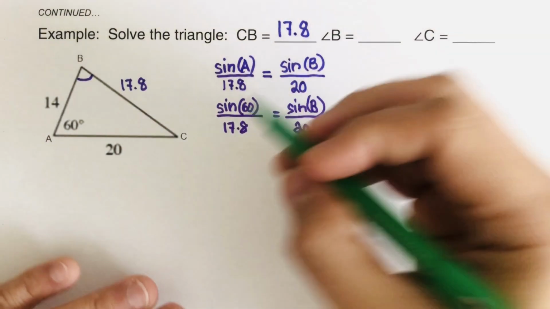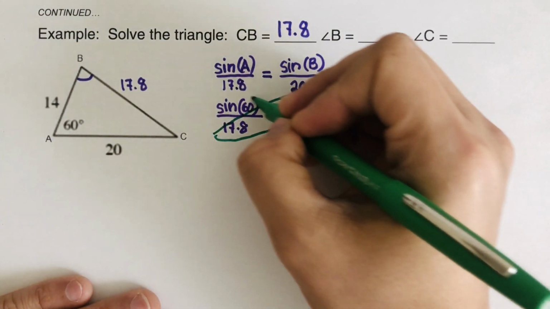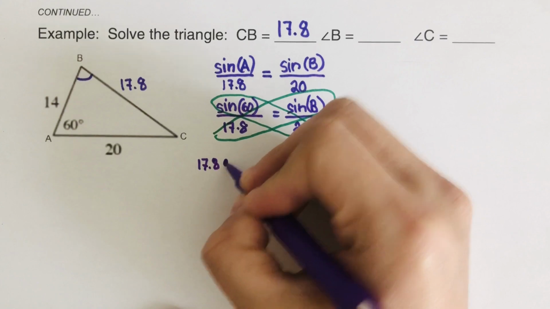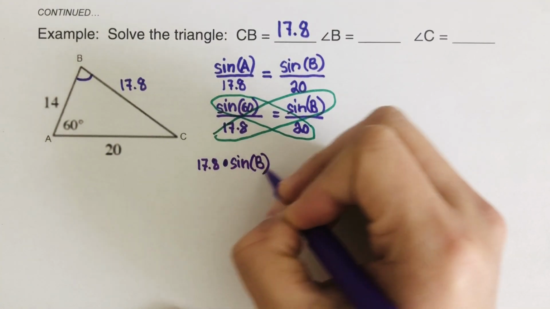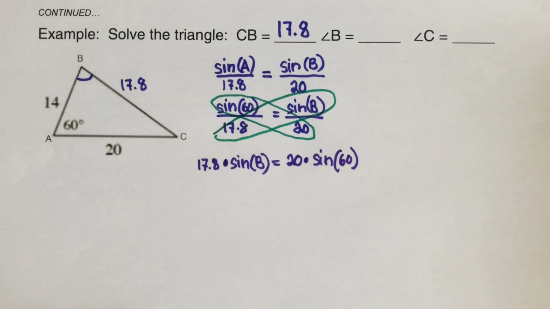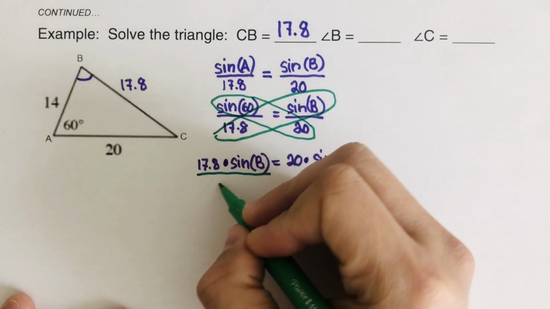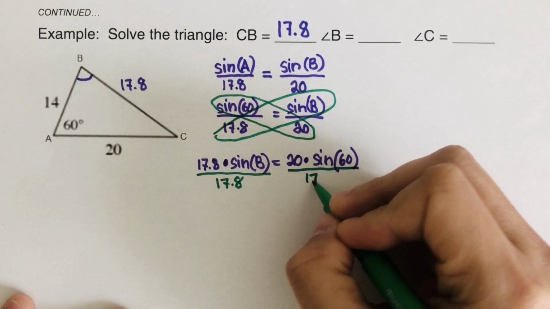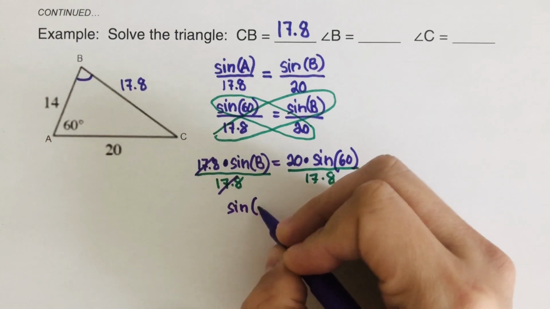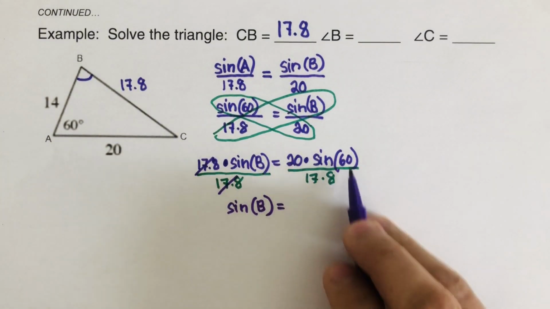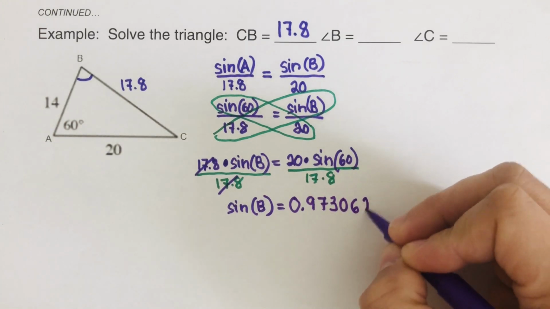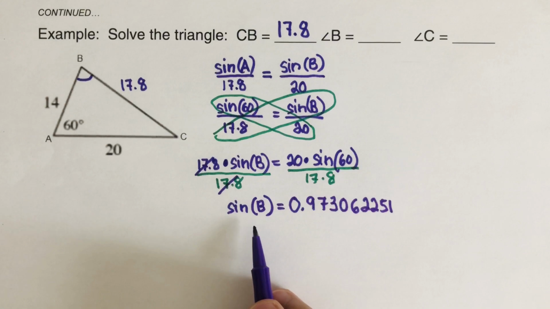Then from here, we can cross multiply. These two get cross multiplied and these two get cross multiplied. So this would come out to be 17.8 times sine B equals 20 times sine 60. From here, we can divide both sides by 17.8, so we can cross this out. We are left with sine of B is equal to, then we use a calculator to get this one out, 0.973062251.